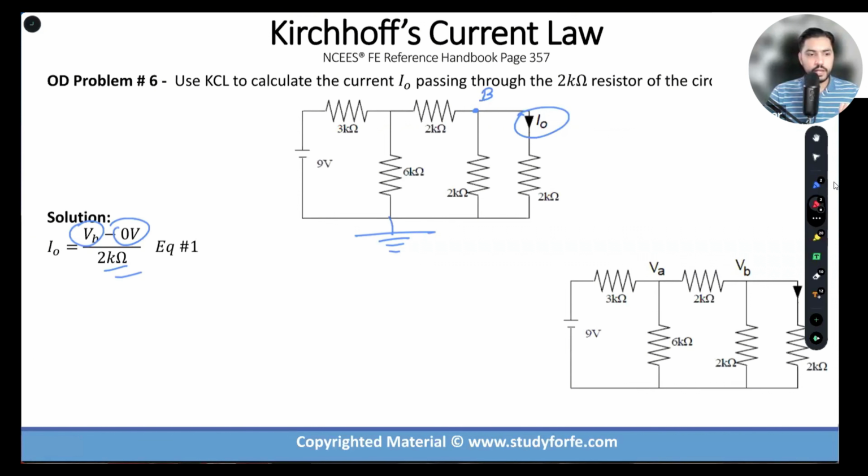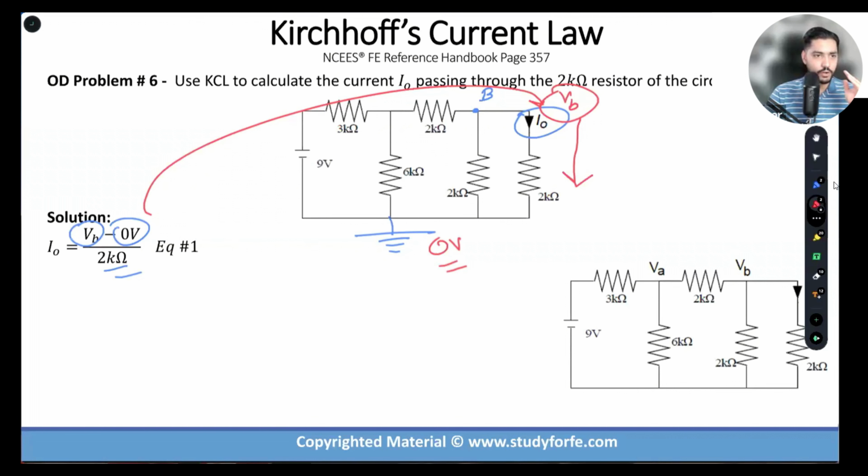All right, can you guys see how I wrote this equation? VB minus 0 volt divided by 2K. Everyone agrees. Current is flowing downwards. Current always flows from a higher voltage, which better be B in this case, right? VB minus 0 volt, 0 volt is a virtual ground, divided by 2K. You need to be able to write this equation in your sleep when you're doing circuit analysis.